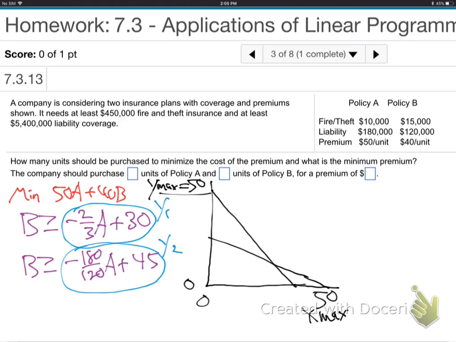Y'all getting that? So I made x and y max both 50. I typed in those two equations. Actually, mine's a little bit more like this.